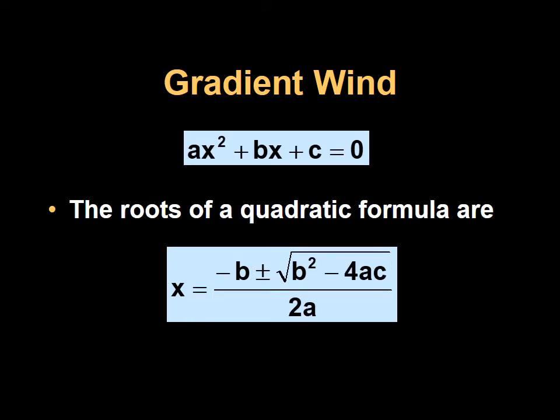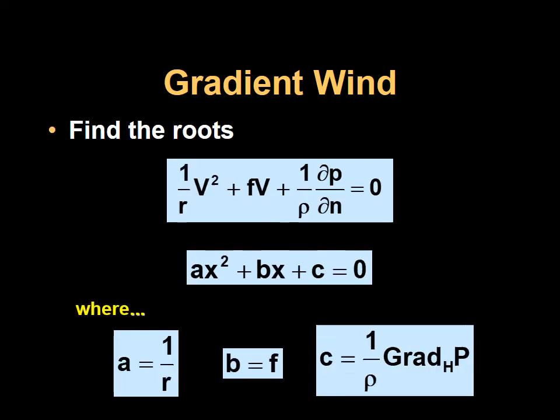And we have an equation that can solve this polynomial. It's called the quadratic formula. And you probably remember that, you probably have nightmares from high school from the quadratic formula. But we're going to use that to solve this equation. And when we do, we're going to assign the 1 over r to be the a, the f to be the b term, and then c is going to be the 1 over rho dp dn.